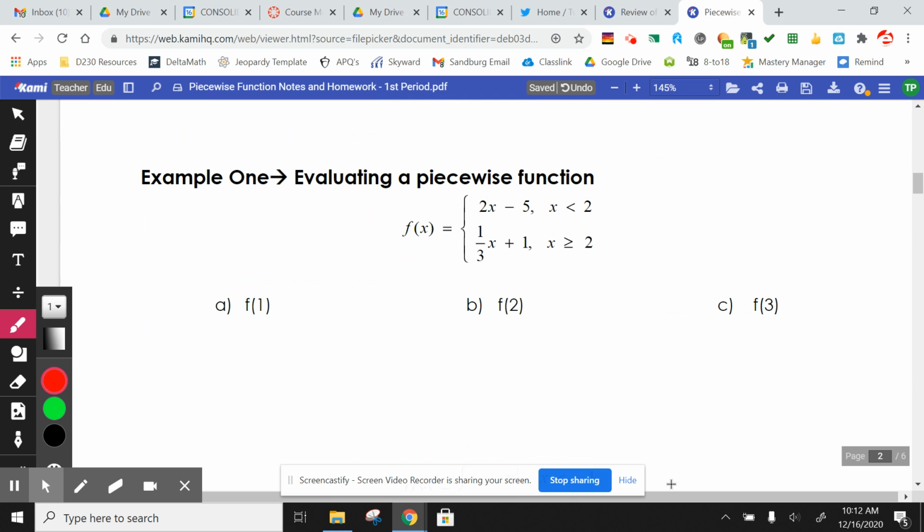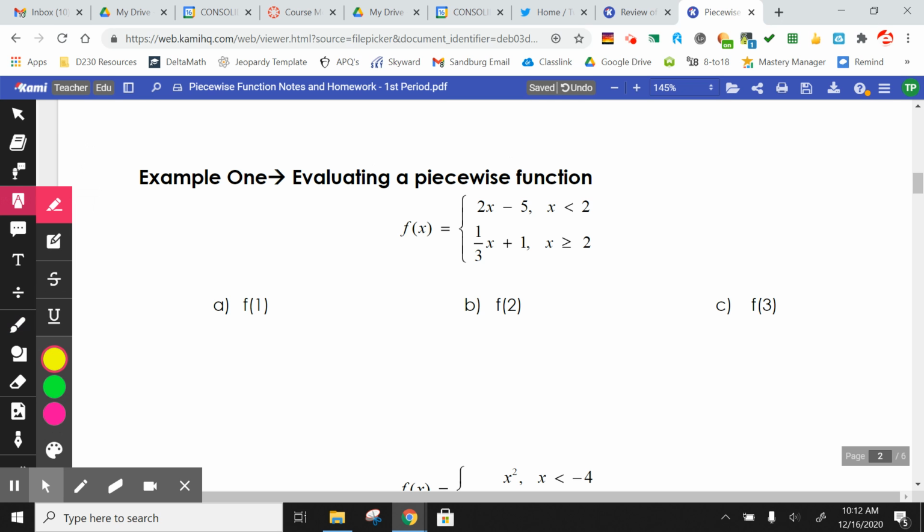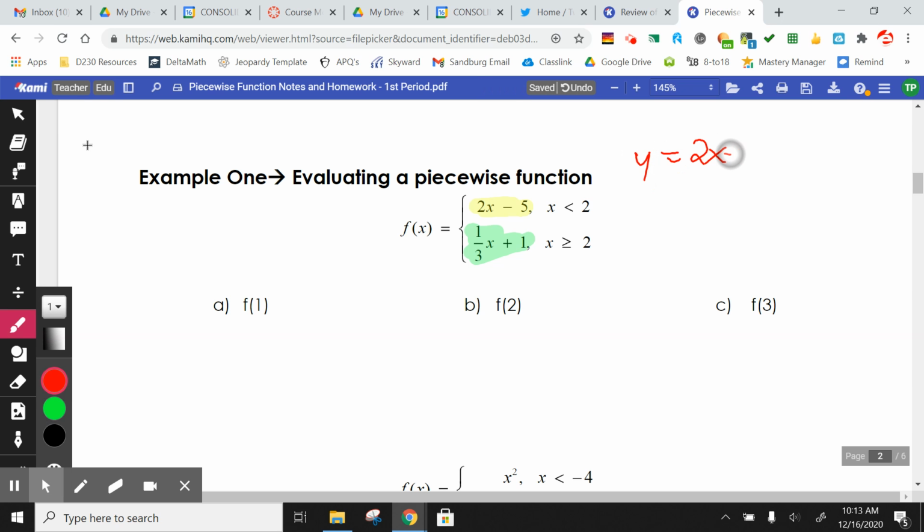So if we look at this, this is what is called a piecewise function, because what you have are 2 different equations. One equation is this one, and the other equation is this one. You don't necessarily need to write it, but one equation is nothing more than 2x minus 5. The other equation is y equals 1/3 x plus 1.